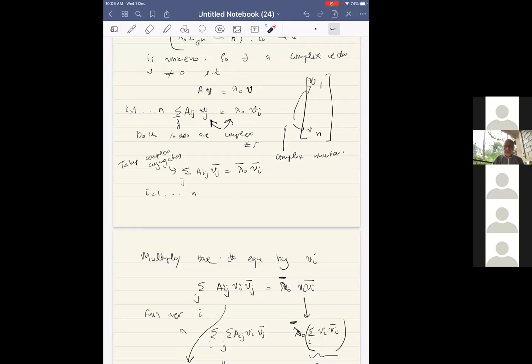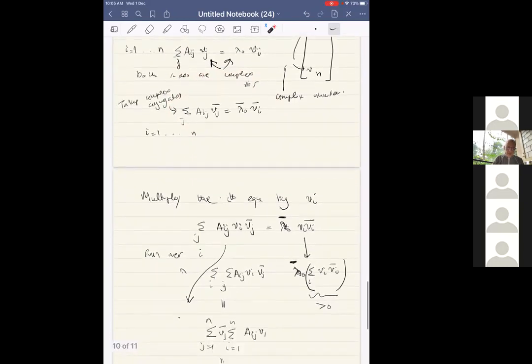Rishabh, you're the one who asked this, right? Yes, sir. I'm okay with this. You take the complex conjugate of this equation, you get this. So there are n equations here, i equal to 1 to n. You're okay with that? Yes, sir. Multiply the ith equation by vi. I get this. Then sum over i. So I get n equations. For every i I get this equation, sum over i.